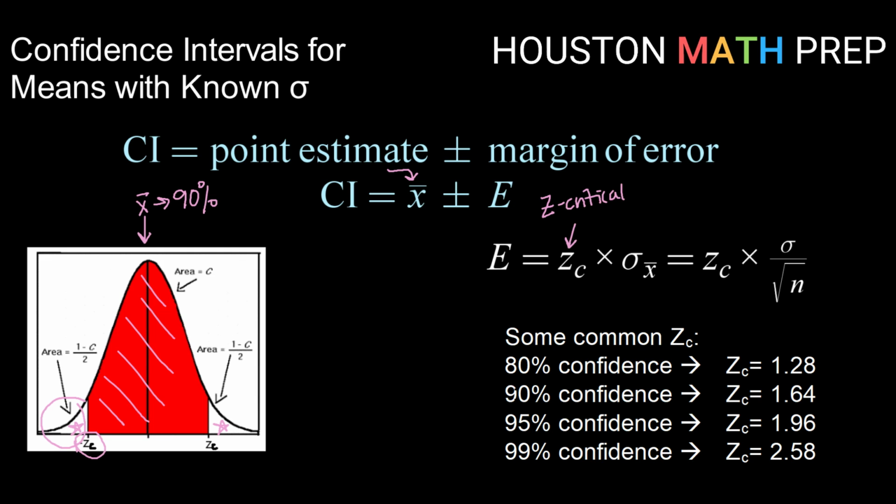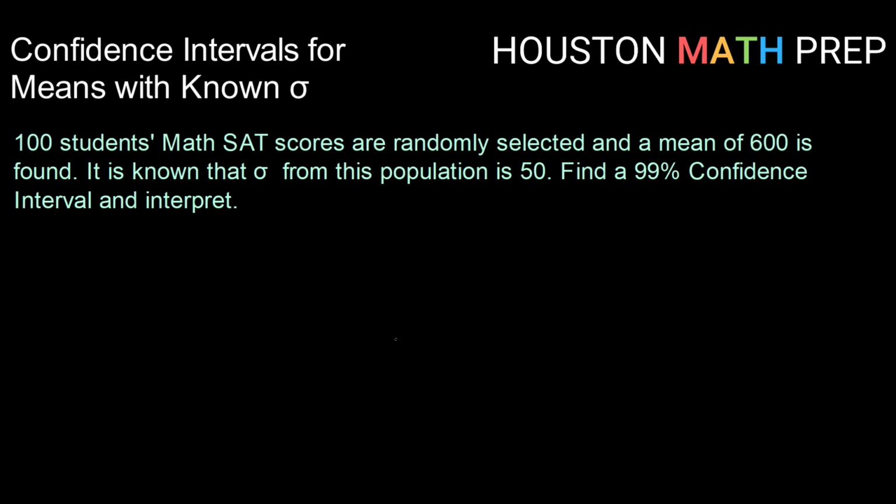So let's look at an example. Let's say that 100 students' math SAT scores are randomly selected and a mean of 600 is found. That's our x bar, our sample mean. It is known that sigma from this population is 50, so that is our population standard deviation. We want to find a 99% confidence interval and interpret it. So this is our confidence level, or our C.